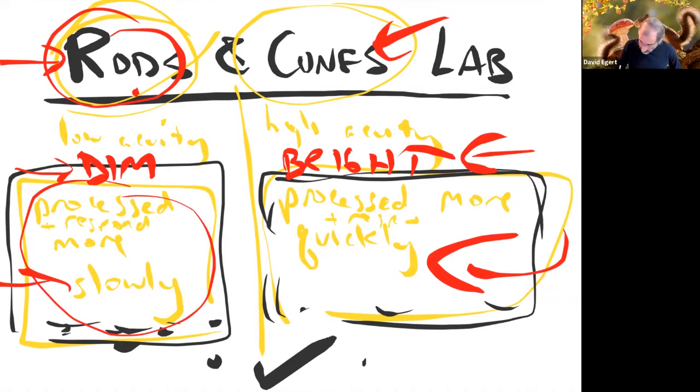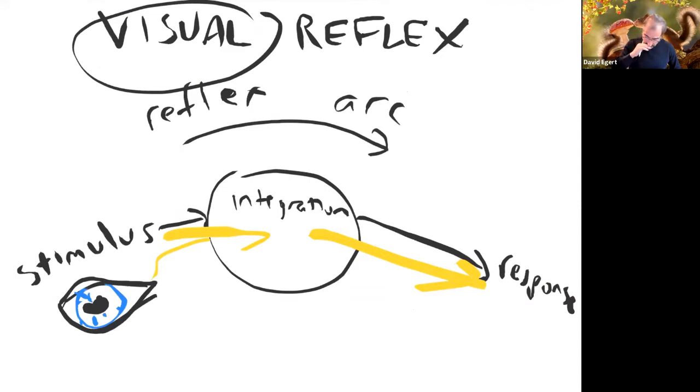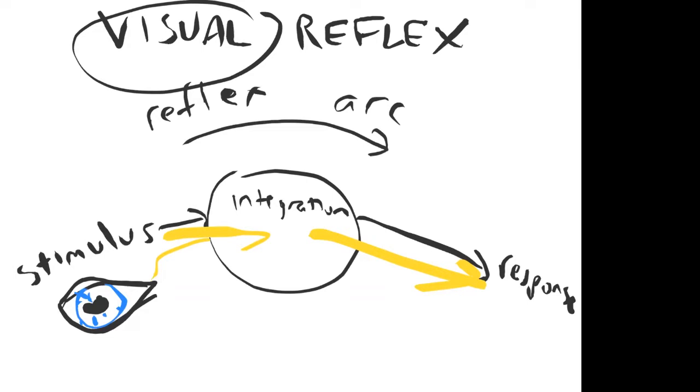So if we go back to my visual reflex, what do you think is going to be the effect of the level of lighting, the brightness of the lighting around you, on the speed of a reflex? The brighter it is, the quicker the reflex. Yeah, exactly.